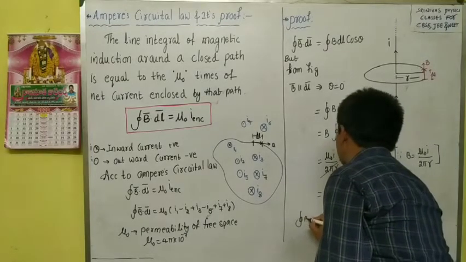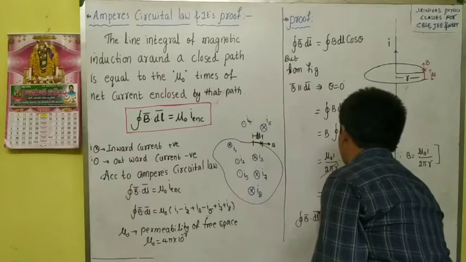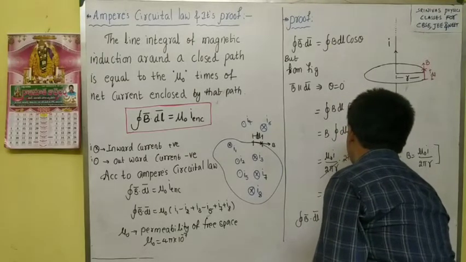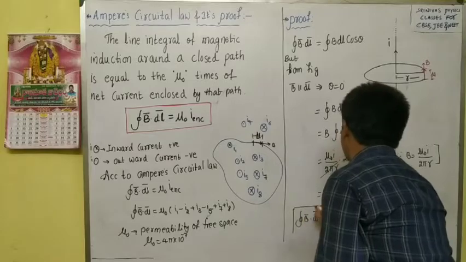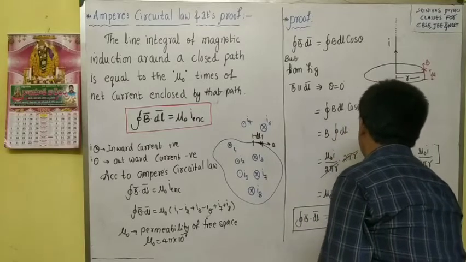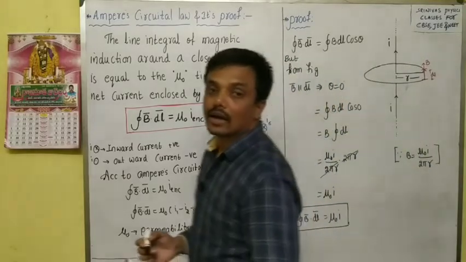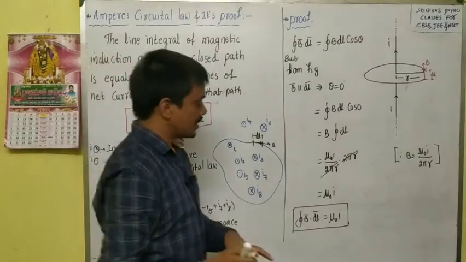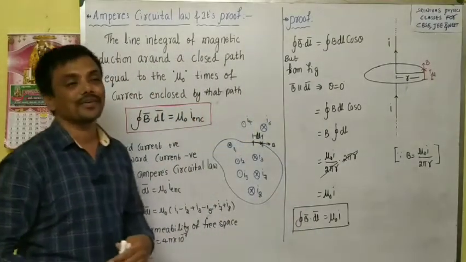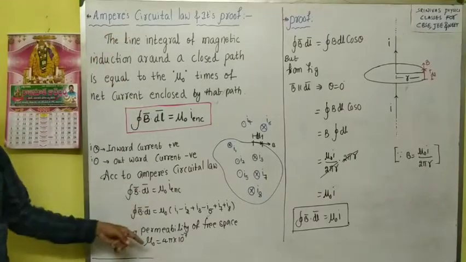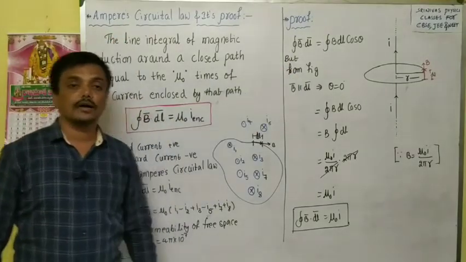The left side is integration B bar dot dl bar, and the right side we are getting mu naught I. The line integral of magnetic induction is equal to mu naught times the enclosed current. Okay, this is the proof. It was a very simple proof, and this is the statement of the Ampere circuital law and its proof.